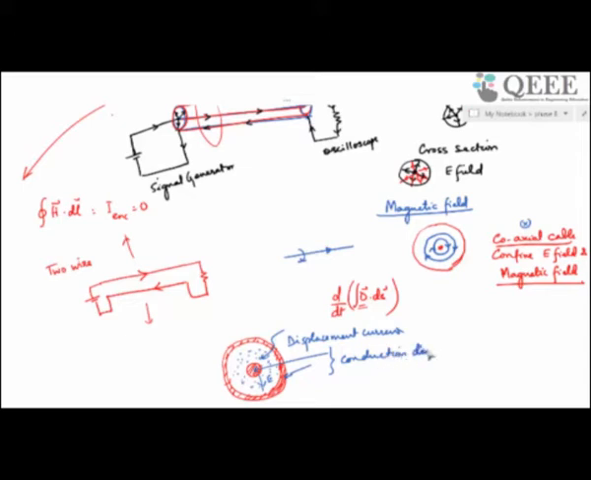You need both of these, especially displacement current, if you were to explain the fact that a time varying electric field will produce a magnetic field. If there was no displacement current, you wouldn't generate a magnetic field due to electric field, which means electromagnetic field generation would not have been possible. I hope I answered this question.